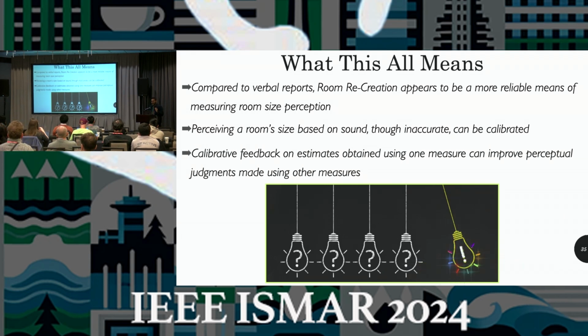And what's more is calibrative feedback provided on estimates obtained using one measure can actually transfer over to judgments made using other measures. So a question was asked yesterday about can calibration from one type of feedback transfer over to others, and the answer over here is we can.